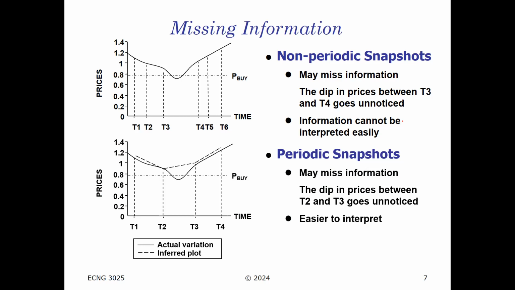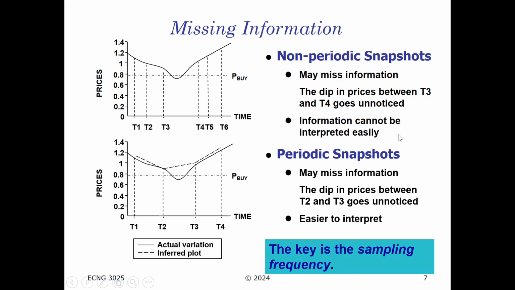All right. A little comparison between the non-periodic and the periodic: with non-periodic sampling, if you're not careful, there's a good chance that you could miss some information, and of course, you can't interpret the information that easily. The periodic snapshot, using the word periodic sampling, is easier to interpret. But again, remember, if you take the wrong period, if you're sampling too slowly, then you can get some information that may go unnoticed, right? So the key is the sampling frequency. In other words, how fast do I look at anything?